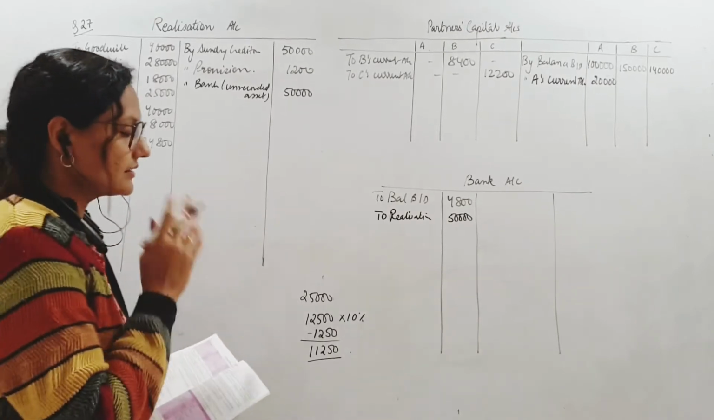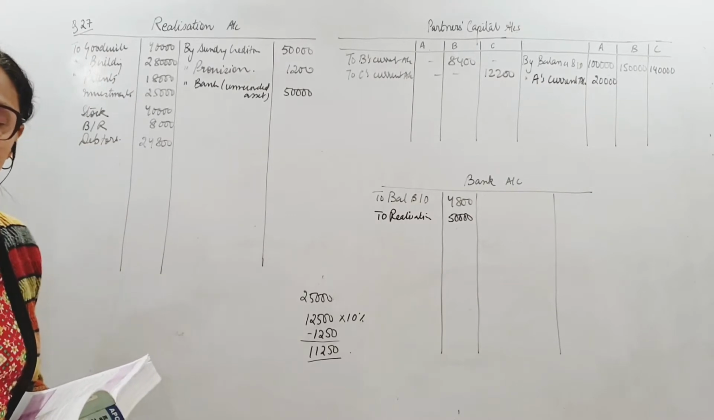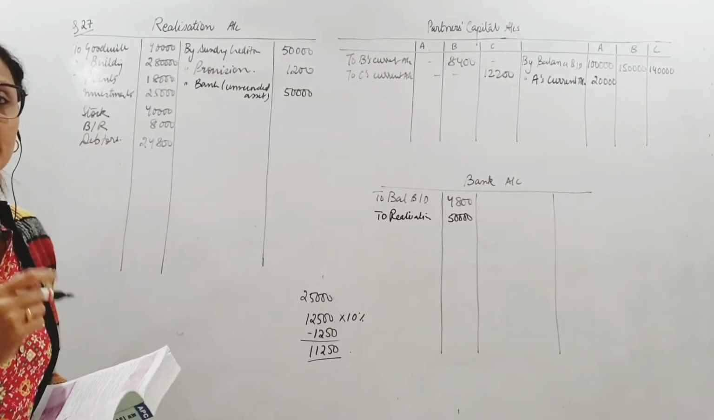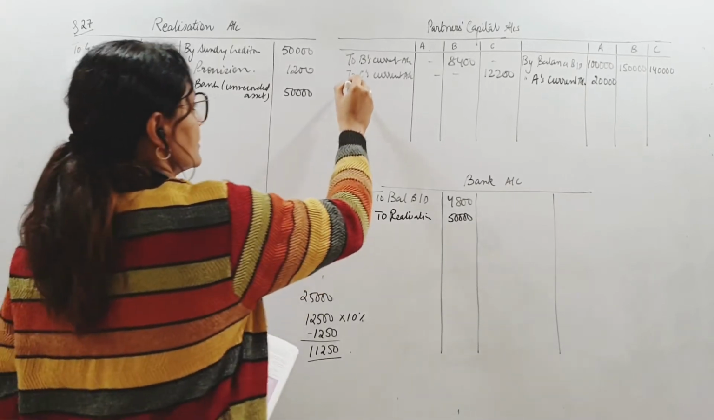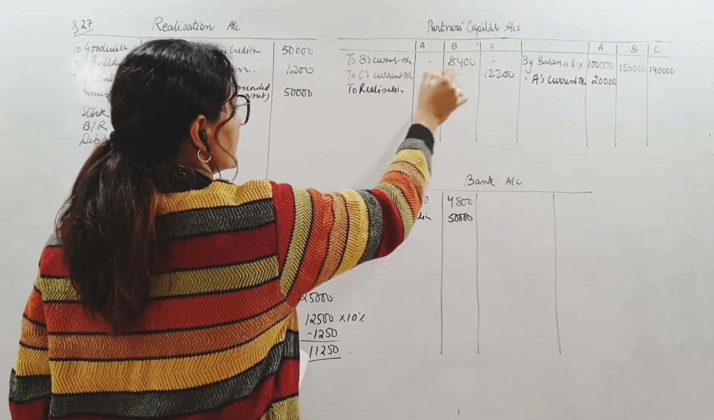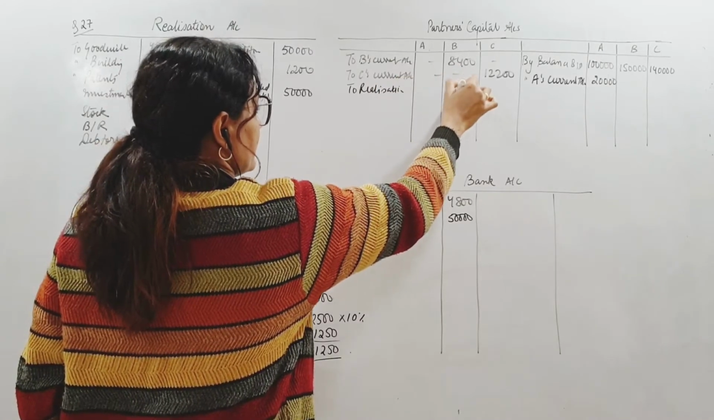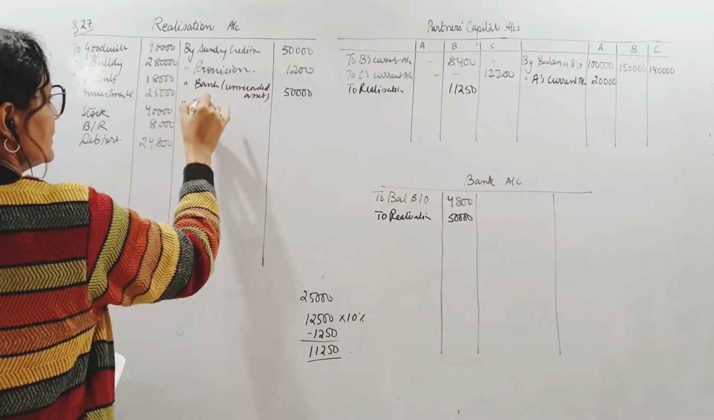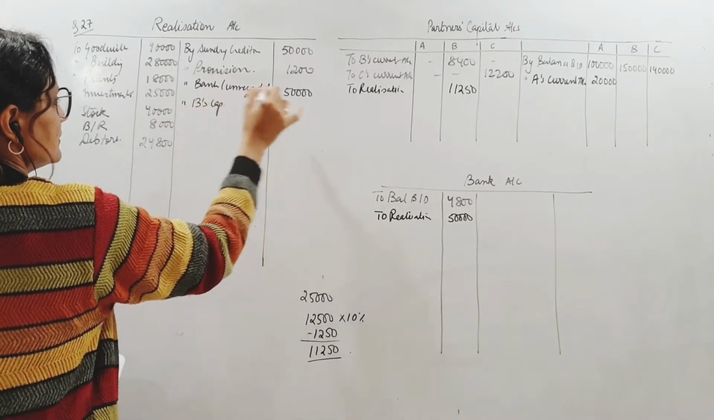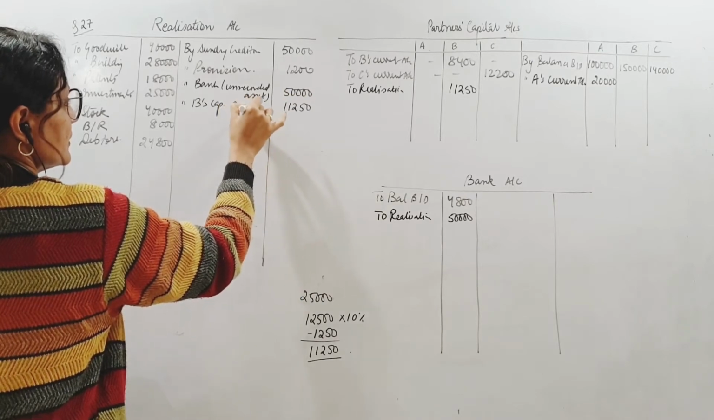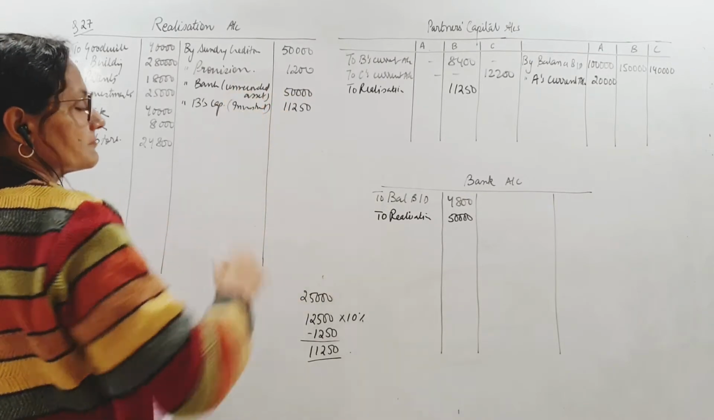Yes. So with this, what is the entry? Asset being taken over by partner. Partner's capital account debit to realization. So I write here to realization 11,250. Here it will come by B's capital 11,250. This is for investments, right?